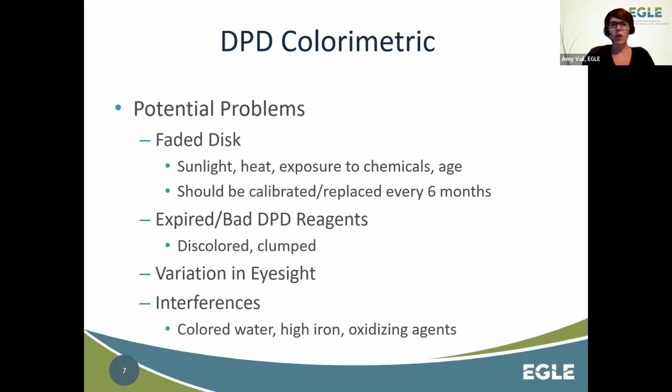So if you are using a color wheel, they say it should be calibrated, which means compared to something. So take one of those standards and see, does that 1 part per million standard, is it the same color as the 1 part per million on the color wheel? If not, get a new one. They recommend that they be replaced every 6 months as a way to operate.